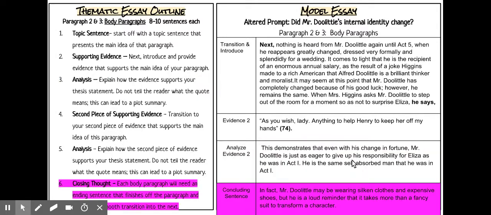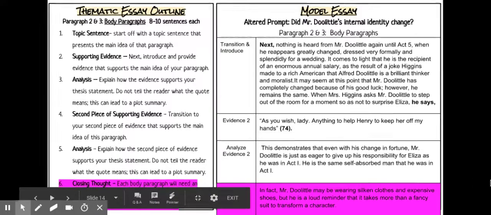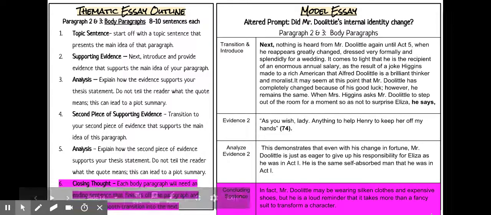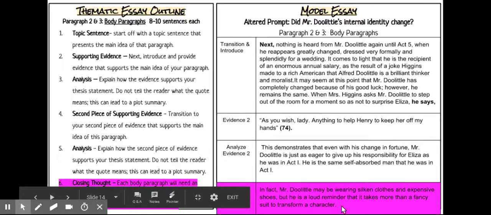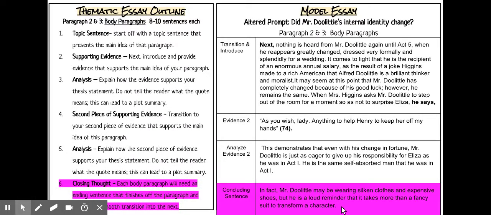And last, but certainly not least, you need to close your paragraph with a concluding sentence, something that will kind of wrap up the ending and just kind of summarize everything in one sentence. So here in the model essay we have, "In fact," that's a transition, "Mr. Doolittle may be wearing silken clothes and expensive shoes, but he is a loud reminder that it takes more than a fancy suit to transform a character." So they, in a very nice way, the author of this model essay, summarized that although he changed on the outside, he remained the same on the inside. Pause this video and check your closing sentence.